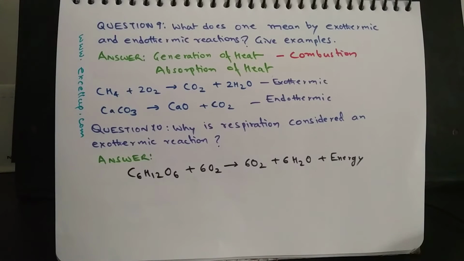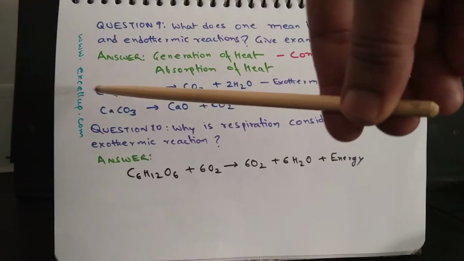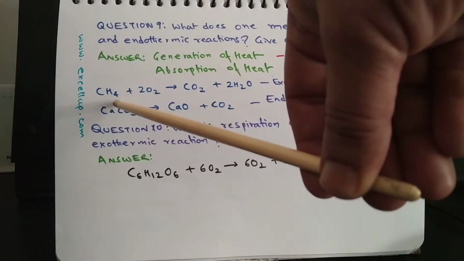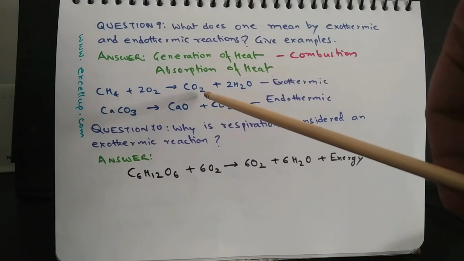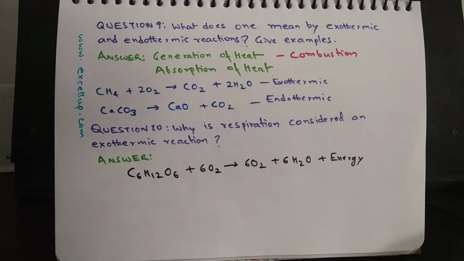Question 9. What does one mean by exothermic and endothermic reactions? Give examples. A reaction in which heat is generated is called an exothermic reaction. For example, combustion. Whether you burn coal or LPG or natural gas, in every case combustion is taking place and heat evolves. One example is burning of methane or biogas. The equation is CH4 plus 2O2 gives CO2 plus 2H2O. This is an exothermic reaction.